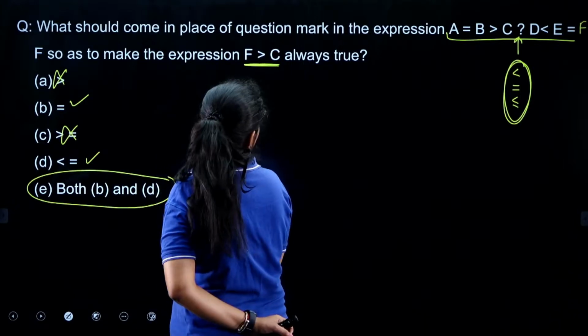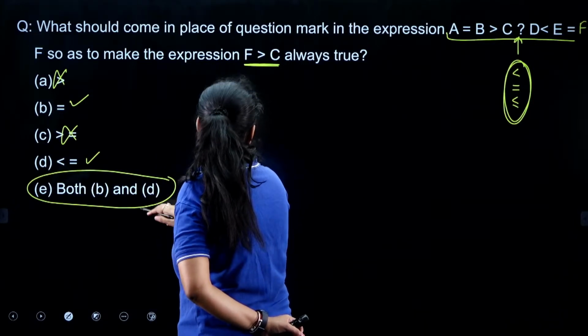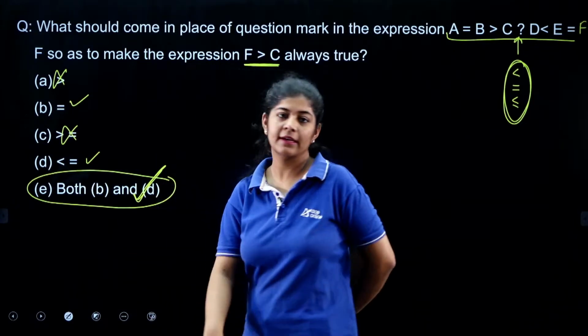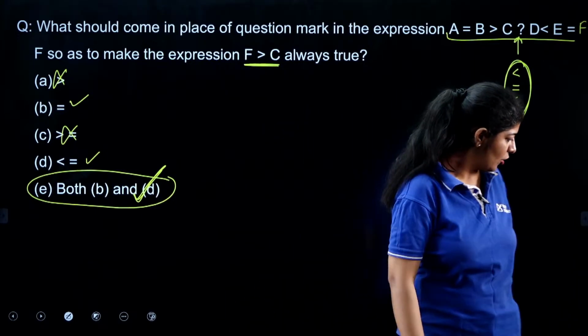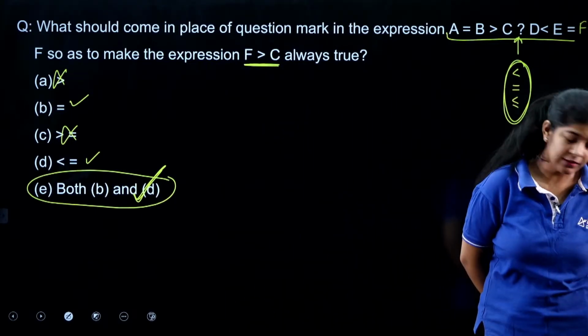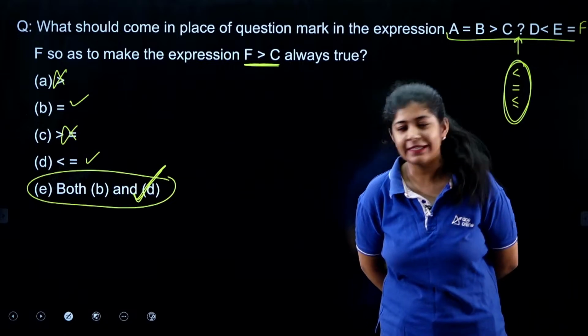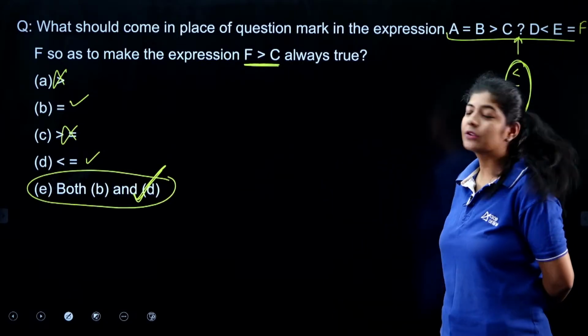Option number E is the correct one. So, very simple, right. Option number E is the correct one. Both option B and D works over there.